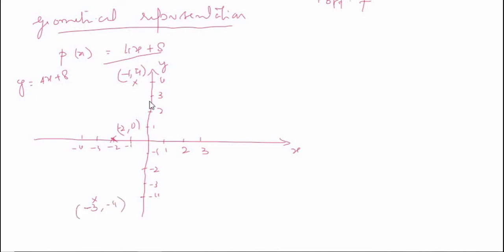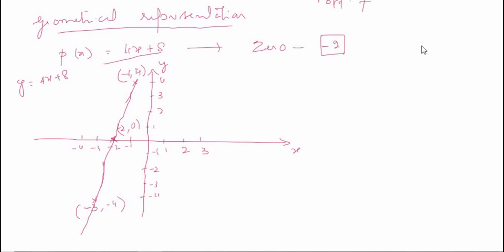Now if you join these 3 points, let me try to draw a straight line. It's a little difficult on this. This is the line going through these points. So it cuts the x-axis at minus 2 and y is 0 at that time. Now we know in this example, the 0 is nothing but minus 2. So this is the point.